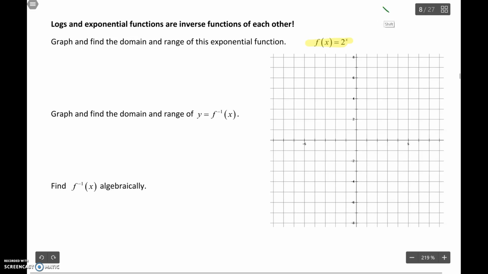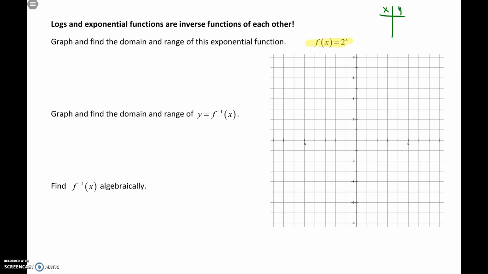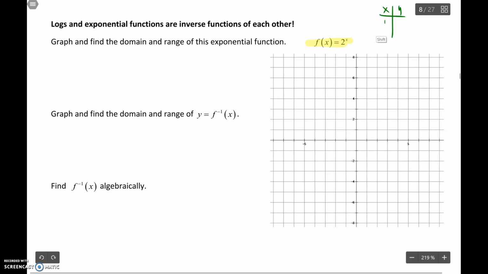Hopefully you don't have to always make a table to graph these, but when you're first starting out, maybe you do that a couple times. What is 2 to the first power? 2, I'm sorry. Well, it is, but what's 2 to the 0 power? 1. What's 2 to the 1 power? 2. And then maybe let's do 1 on the other side. What's 2 to the negative 1 power? 1/2.